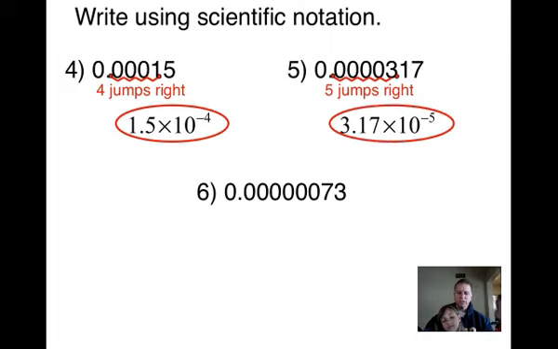So for number 6, I already know where to put it. Where are you putting it? In back of the 7. So we'll count. 1, 2, 3, 4, 5, 6, 7. 7 jumps to the right. That gives us 7.3 times 10 to the negative 7.